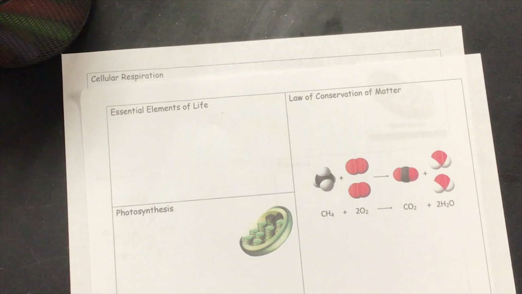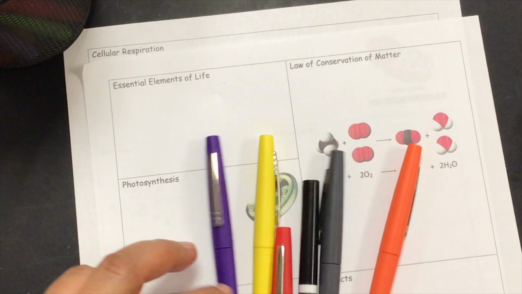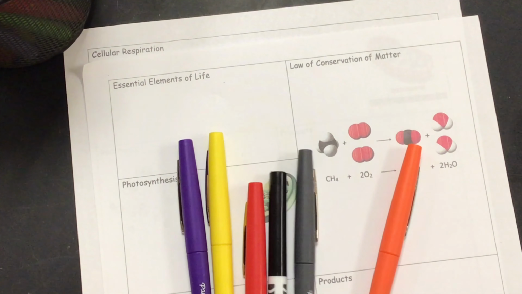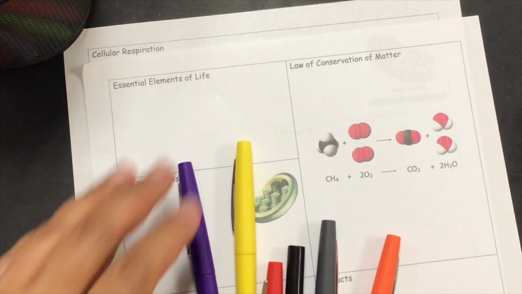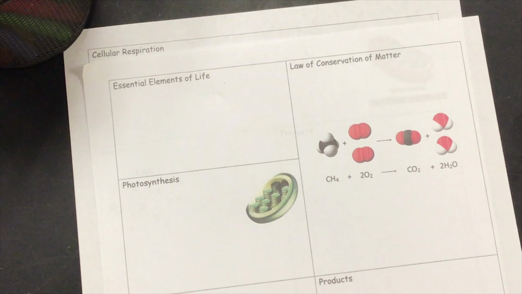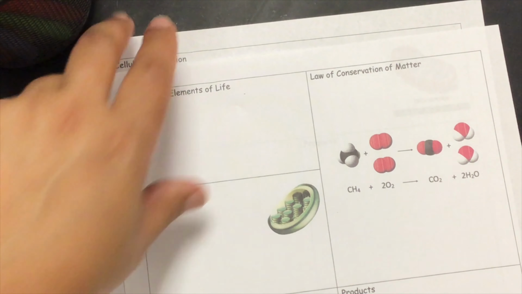Now, for this very first part, the essential elements of life, you need to have these following colors to make this work. So you need purple, yellow, red, black, gray, and orange. For the rest of this, the colors are not mandatory, so you don't have to follow along, but I would suggest you at least exchange some of your colors so you have different colors. Colors help us remember things better, so having different colors will be useful.